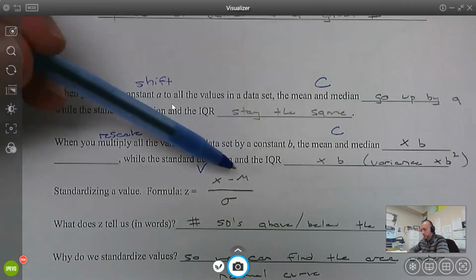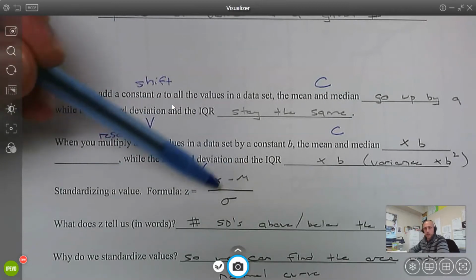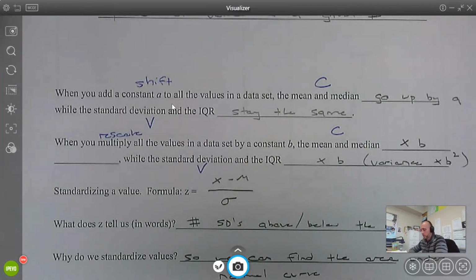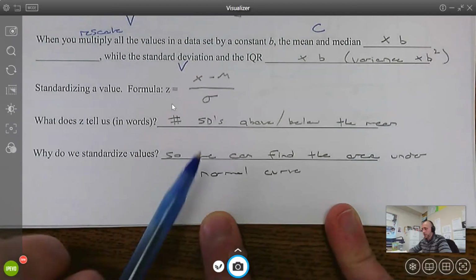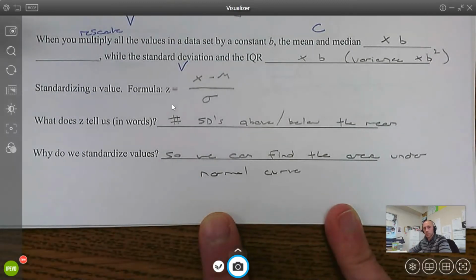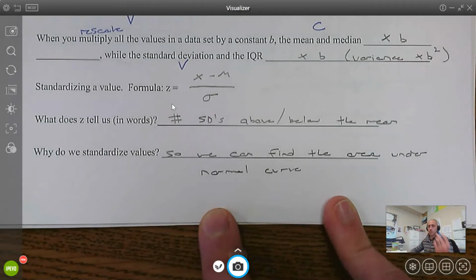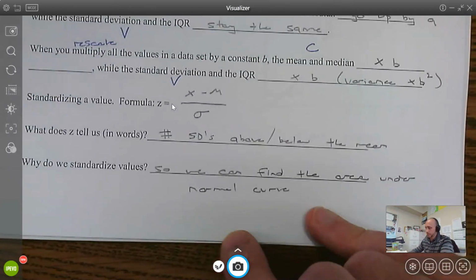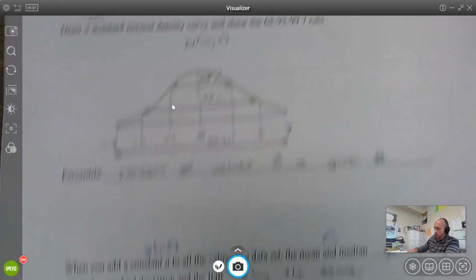Standardizing, it's just subtract the mean, divide by the standard deviation. That's your z-score formula. What does the z-score tell us? It's the number of standard deviations a data point is above or below the mean. Why do we do this? Because we want to be able to find area under the curve and compare maybe two separate things. Moving on.